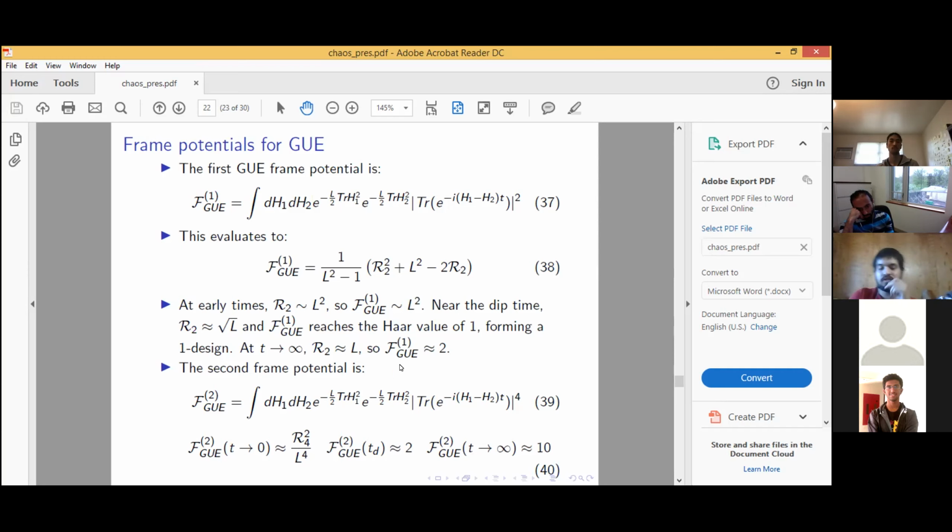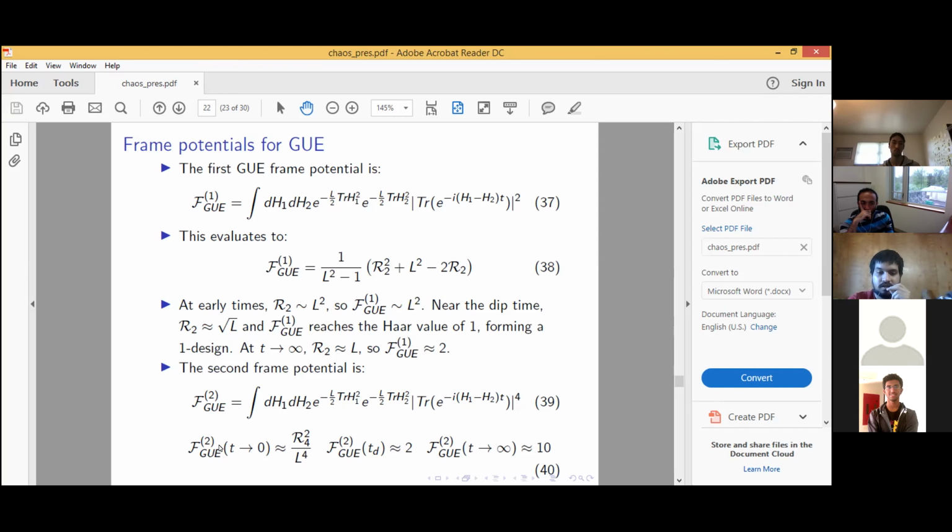So here we observe that when we start off, it's obviously not a k design. At an intermediate time, which is around the dip time, it forms a 1 design, and at late times the frame potential is twice the Haar value. So we obtain a k design at certain intermediate times, and then we deviate from Haar randomness later on. So similarly, we can compute the other frame potentials.